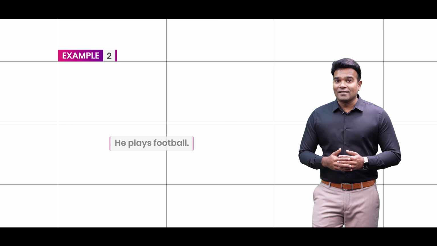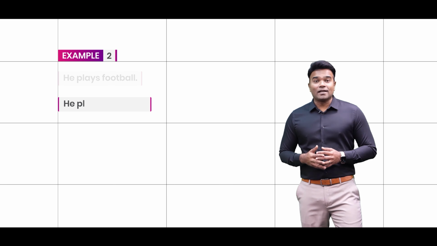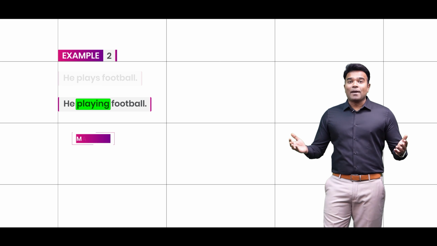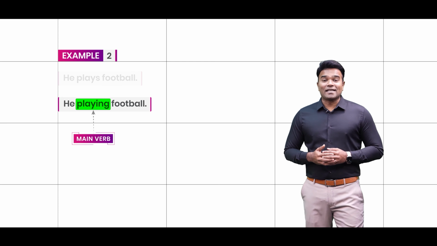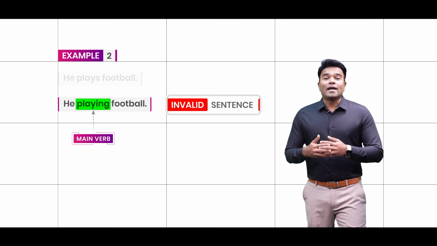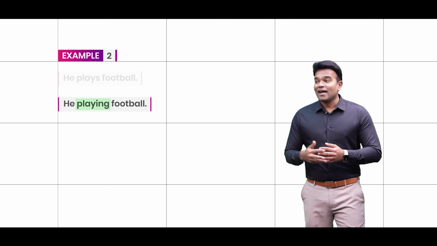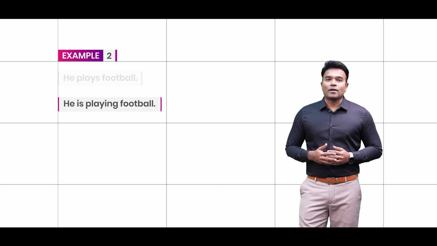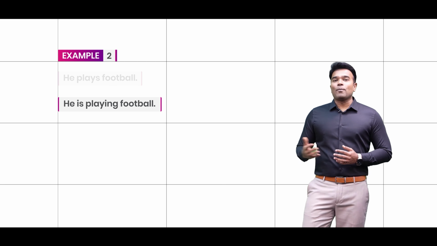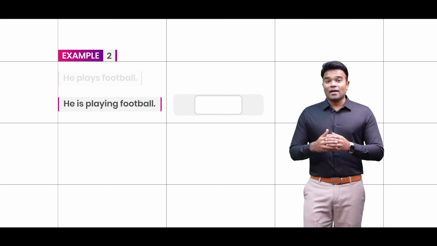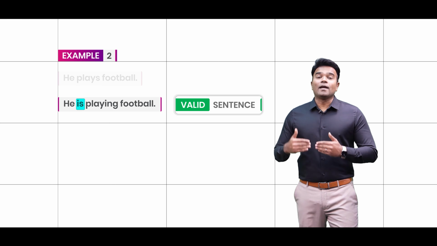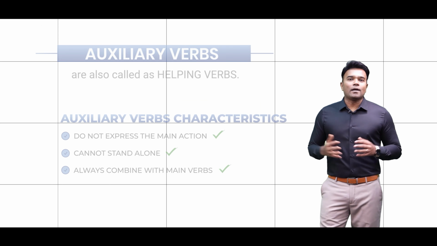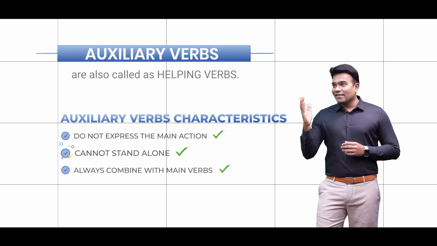What I mean to say is, have a look at this sentence. He playing football. Obviously, here playing no doubt is the main verb, but then the sentence is an invalid sentence. And if you really have to correct this sentence, then I will have to bring in an auxiliary verb and I will bring in is. And now you can notice that he is playing football obviously happens to be a valid statement, with is being the auxiliary verb. But then what I also want you to understand is that the auxiliary verb is not standalone.